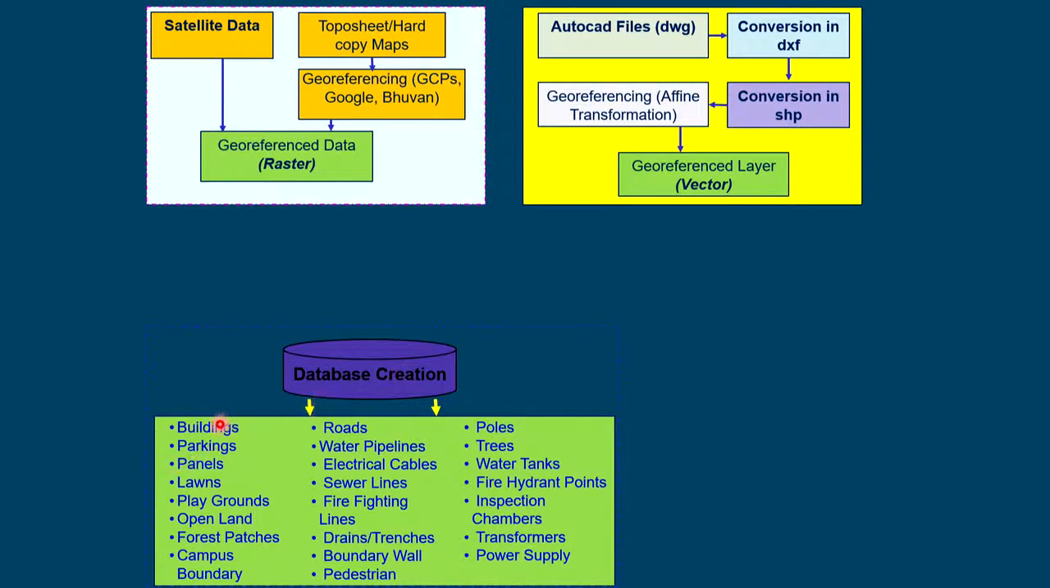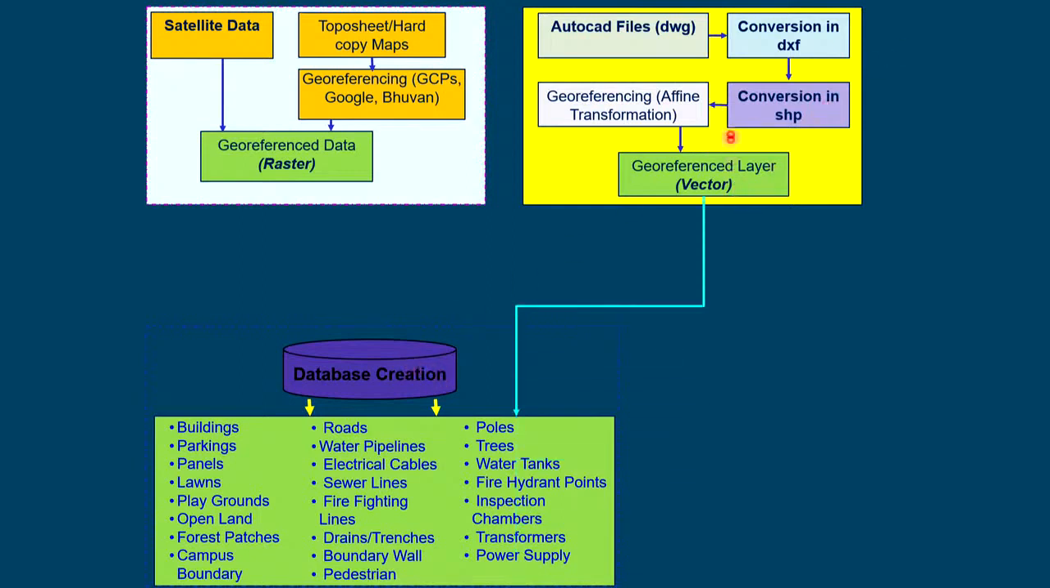Okay, so now you can see here, this is database creation, another step. In the database basically you will have three types of geometries: buildings and parking plots are polygon features, or you can say polygon geometries; roads, water pipelines, electrical cables etc. are line features; and poles, trees, water tanks, fire hydrants, inspection chambers etc. are point features. So basically you have created the different layers with these names, with the different geometries, in the GIS database.